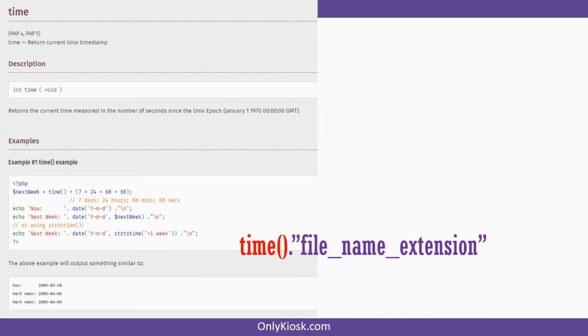The time function is actually really easy to use. You just write the word time and a parenthesis after it. The returned value of the time function is an integer. Actually, the special part of the time function is here. It returns the current time measured in seconds since the Unix epoch.